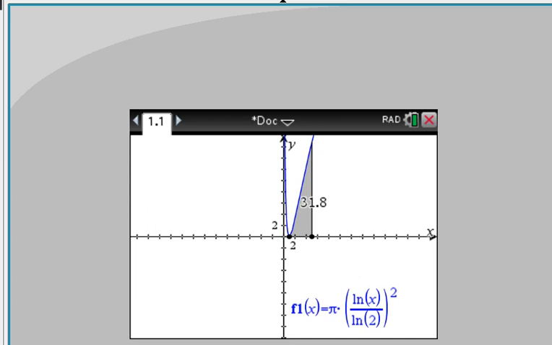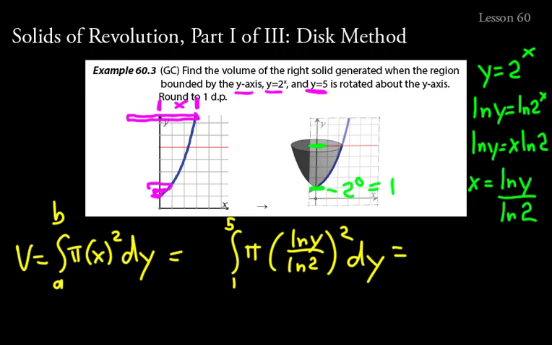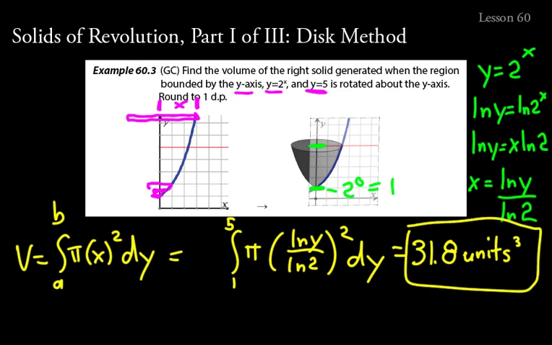We shaded an area, but because y is in terms of an area, it's area times x is a volume. And so that is equal to 31.8 units cubed. And there's our answer. And that is all for lesson 60.